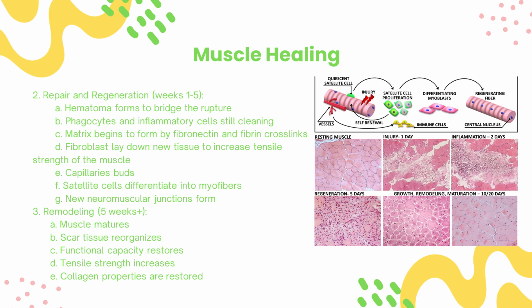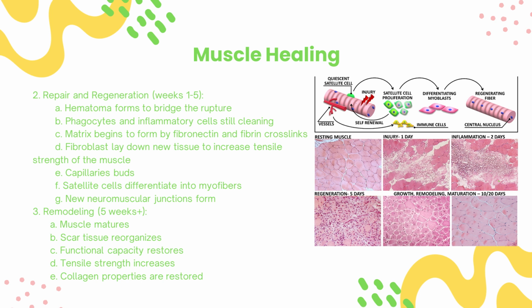And then satellite cells. So satellite cells are undifferentiated cells like stem cells. They come to the area and they start differentiating into myofibrils. So they start changing into muscle cells. And then new neuromuscular junctions form. So those nerves start to reintegrate and produce more connections within that muscle.